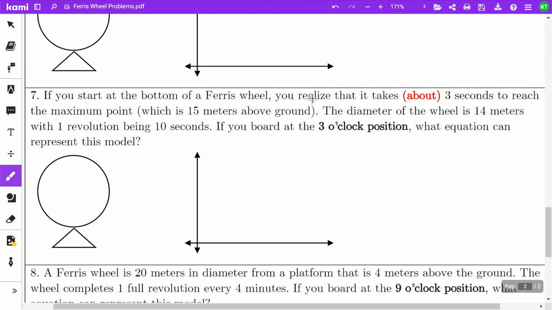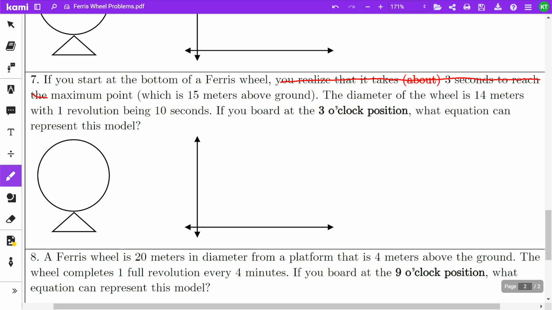You start at the bottom of the Ferris wheel. It's not about that part. But a maximum point is going to be 15 meters off the ground. Our diameter of my wheel is 14 meters, with 1 revolution being 10 seconds. And we're going to board at a 3 o'clock position, which is going to change a little bit this time.